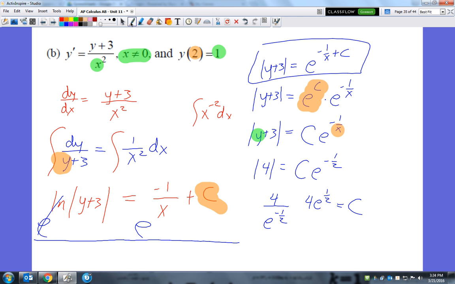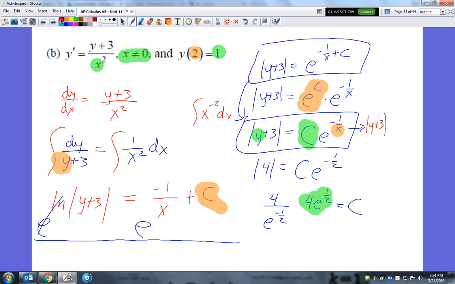Right here is my general solution. This is still my general solution, only it's simplified for that c coefficient. And now I can go ahead and apply this c coefficient right there, so that I get, let me finish this off in red over here, y plus 3 is equal to 4e to the 1/2, so 4e to the 1/2 times e to the negative 1 over x. We can add those together and get an e to the 1/2 minus 1 over x with that 4 coefficient.